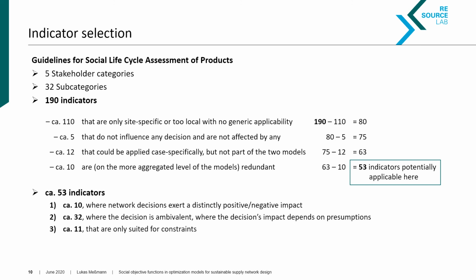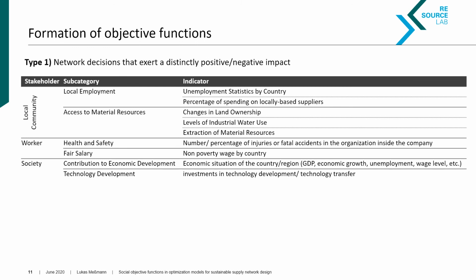However, of these 53 indicators, we at least currently identified only about 10 where the network's decisions exert a distinctly positive or negative impact, so that I can say, if I open my facility in this region with this capacity, then it has this or that positive or negative social impact. The subcategories that these indicators cover are local employment, access to material resources, health and safety, fair salary of workers, contribution to economic development, and technology development.